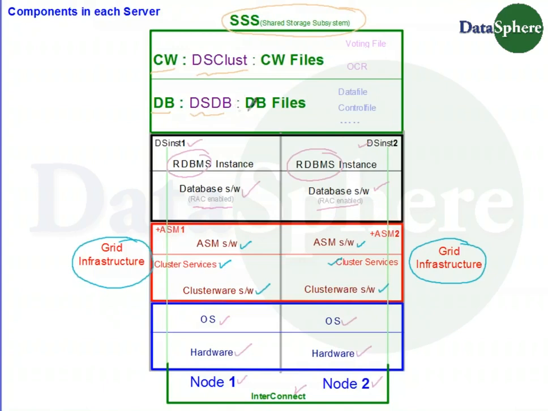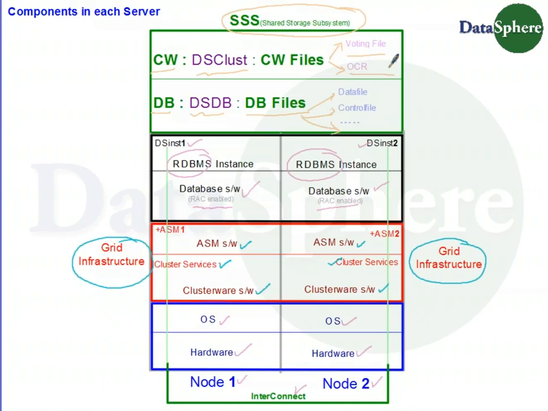When it comes to the database, we'll have database files, like data files, control files, and other database related files. Then when it comes to clusterware files, we have two clusterware files to maintain different types of information. One is the voting file, and the other is the OCR, Oracle Cluster Registry. So these are the two clusterware files.